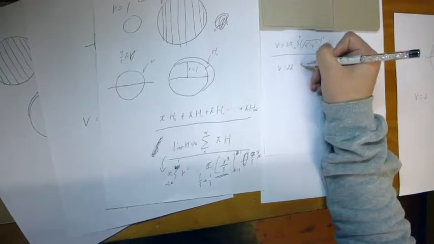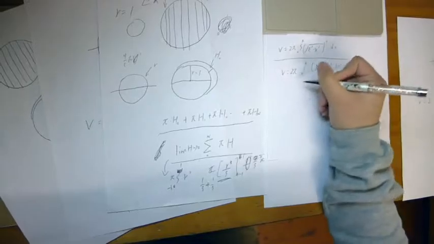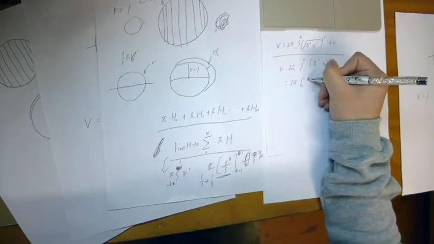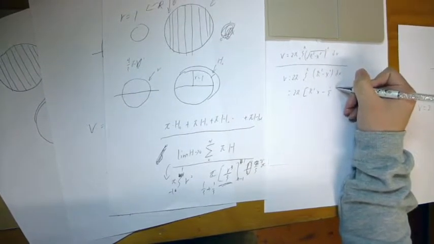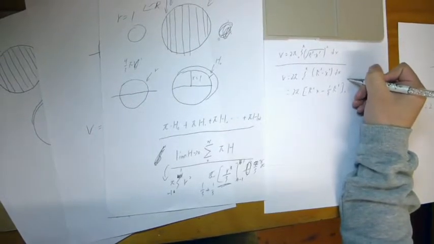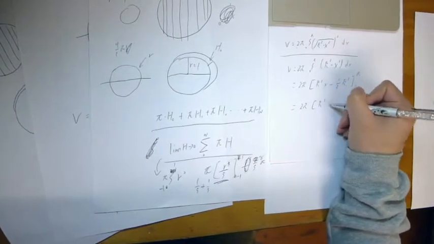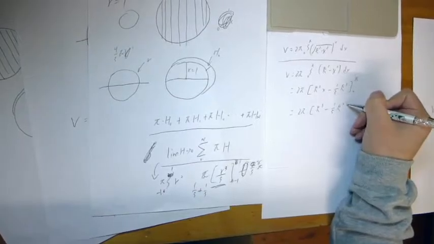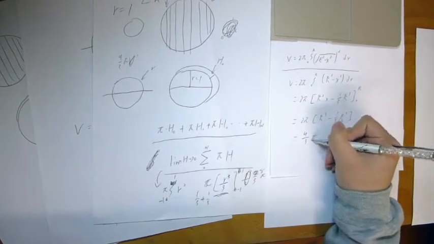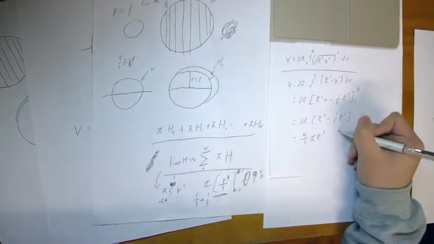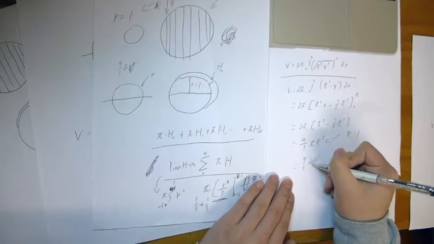V equals 2 pi times the integral from 0 to R of R squared minus X squared dx, which equals 2 pi times R squared X minus one third X cubed, from 0 to R. Then it is 2 pi times R cubed minus one third R cubed, which is four thirds pi R cubed. Then R equals 1, we know, so the answer is four thirds pi.